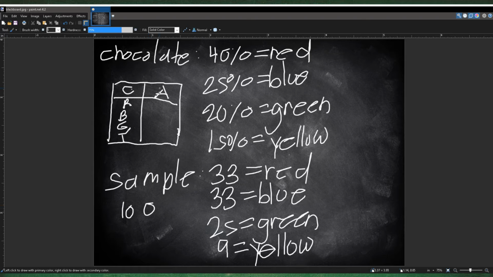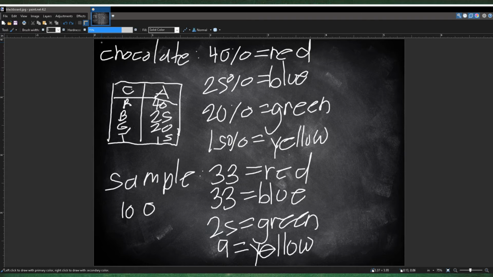So 40% of 100 is 40, so our red is 40. 25% of 100 is 25. 20% of our 100 is 20 for green, and 15% of 100 is 15. So we have 40 red, 25 blue, 20 green, and 15 yellow as our expected. But for our sample, we have 33 red, 33 blue, 25 green, and 9 yellow. So that is basically our sample frequency table, while this would be our expected frequency table.